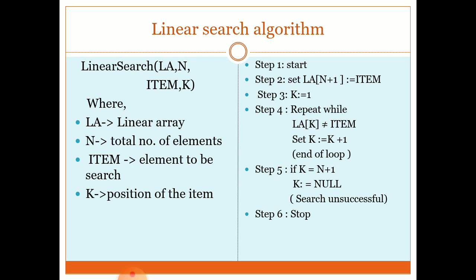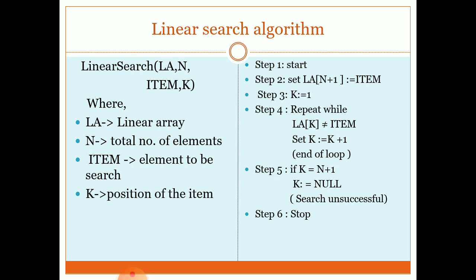We already know every algorithm starts with the keyword start and ends with either stop or exit. So step 1 is start. Now in step 2, the element which you want to search, we have to add that element at the last plus one position in the array. The total number of elements in my array is N. So we have to add that item at the N plus 1 position.